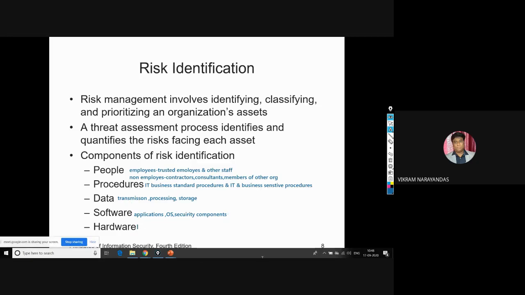Coming to the hardware. What is hardware generally? Generally system devices, usually system devices or networking components.